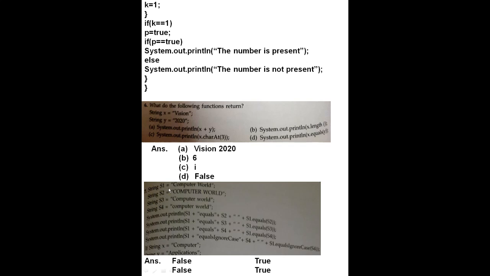Same way, here s1 is the first string, Computer World, and s2 is the second string, computer world. One is in small letters, the other in capital letters. Here s3 is computer world, all in small letters, and s4 also has all characters in small letters. Now the first is System.out.println(s1.equals(s2)). Here you will find whether s1 is equal to s2. No, this is not equal.